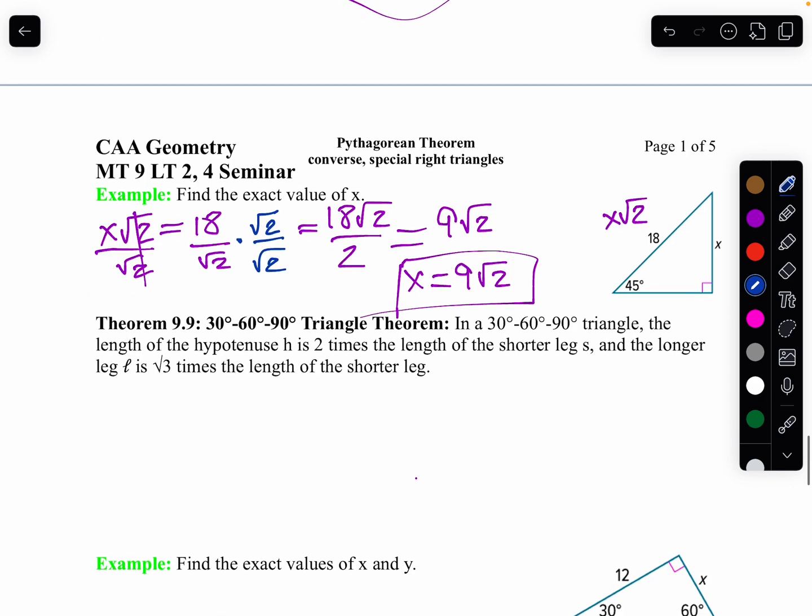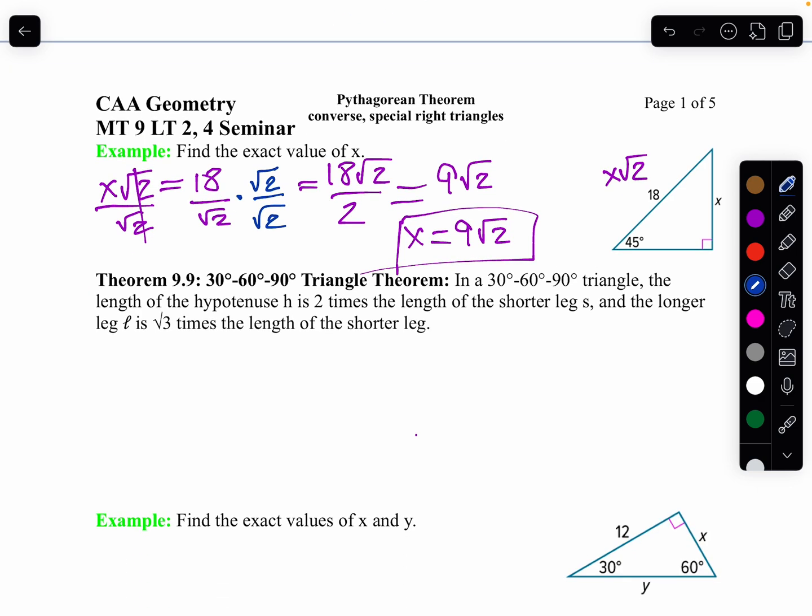Now, on the next one, we're going to look at another special right triangle. This one comes from the fact that I have an equilateral triangle. So what happens when I draw in my altitude? It's also an angle bisector, so that I've got a 30-degree angle up here.